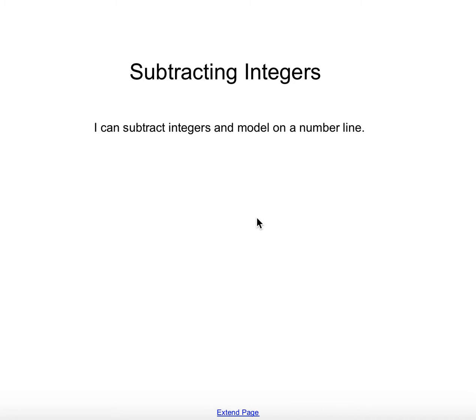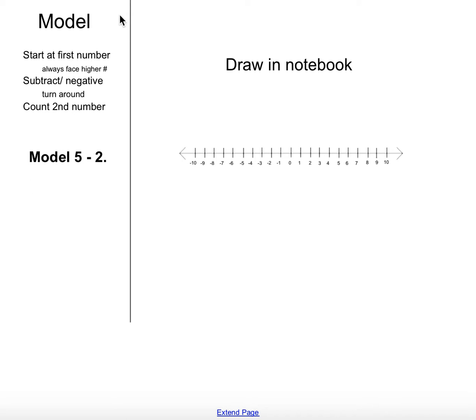Subtracting integers. I can subtract integers and model on a number line. We're going to use the number line today to help us. So let's take a look. Draw your line down. When we model it, we start at the first number. The first number always faces the higher numbers. So for instance, the first number is 5, so I'm going to put a dot at 5.